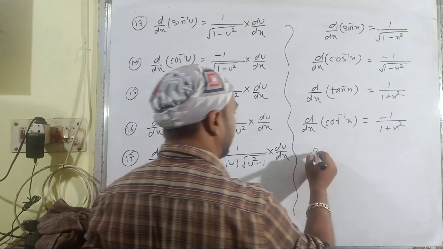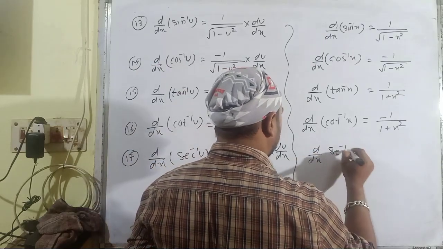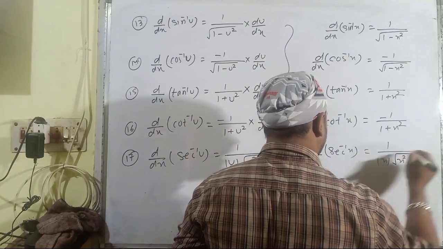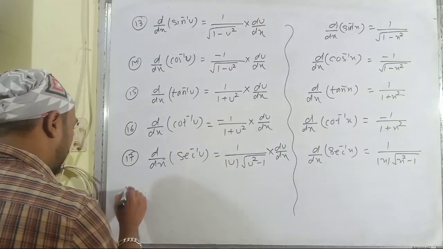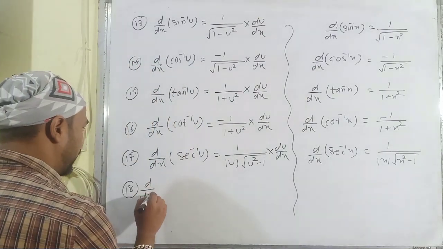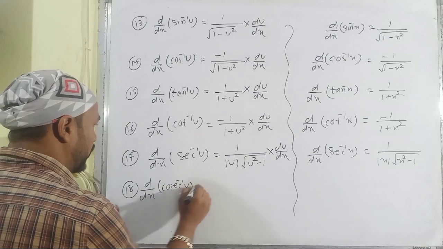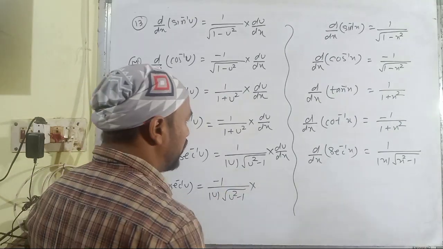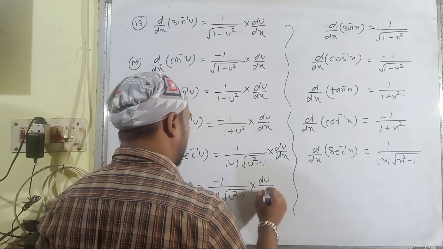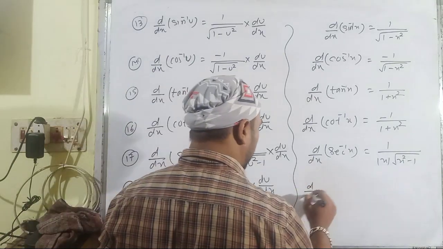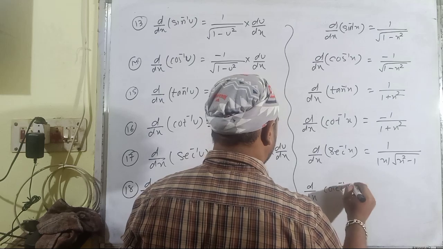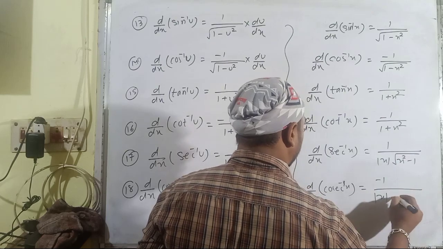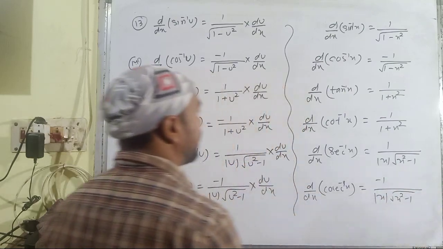Previously we know that differentiation of sec inverse x is 1 upon modulus of x multiplied with the square root of x square minus 1. Then the last one is here: differentiation of cosec inverse u is minus 1 upon modulus of u multiplied with the square root of u square minus 1. This is again multiplied with the differentiation of u with respect to x. Previously we know that differentiation of cosec inverse x is minus 1 divided by modulus of x multiplied with the square root of x square minus 1.